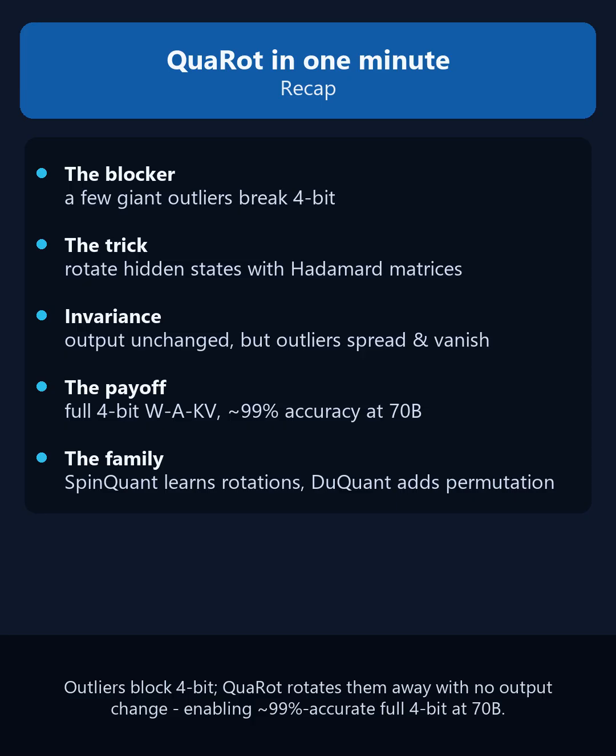Quick recap. 4-bit quantization is blocked by a few giant outliers. QuaRot rotates the hidden states with Hadamard matrices, so the output is unchanged but the outliers spread out and vanish. That makes full 4-bit weights, activations, and KV cache safe, keeping about 99% of accuracy at 70B, with real speed and memory wins. SpinQuant and DuQuant push it further.